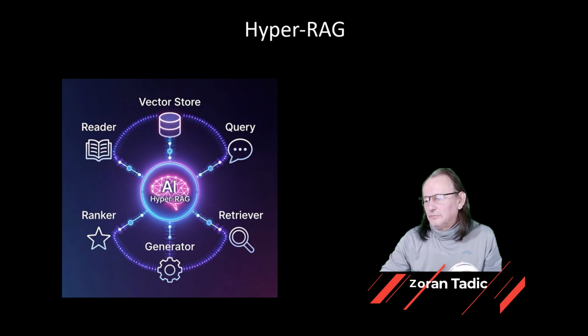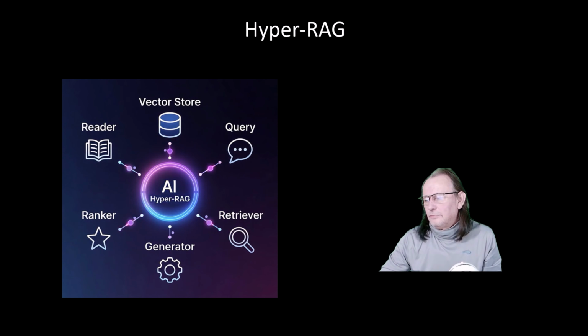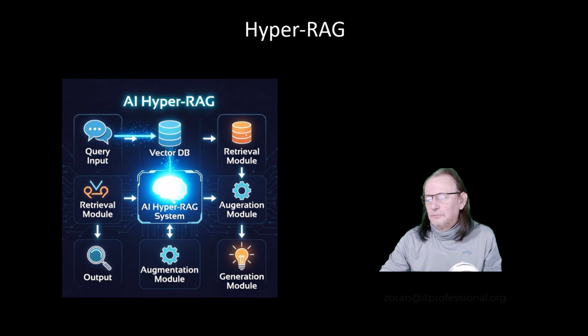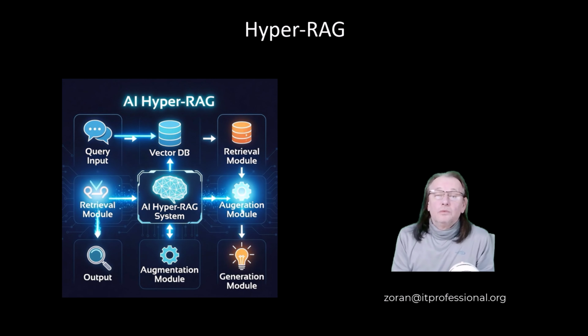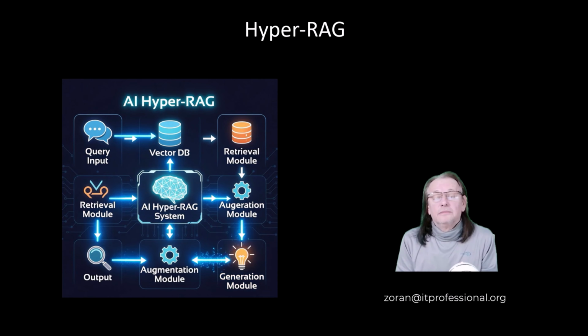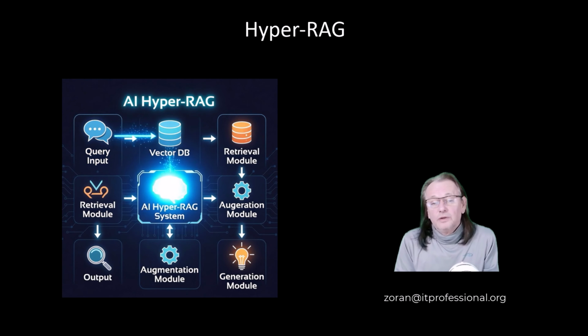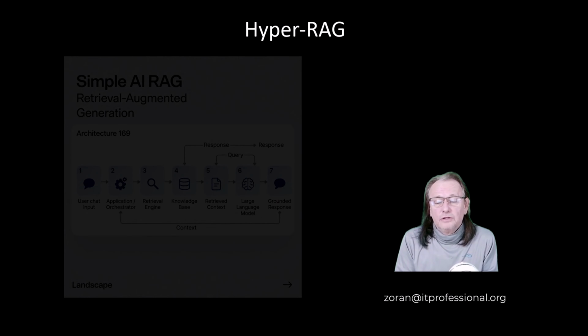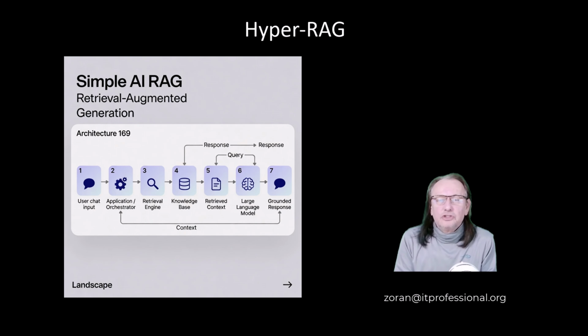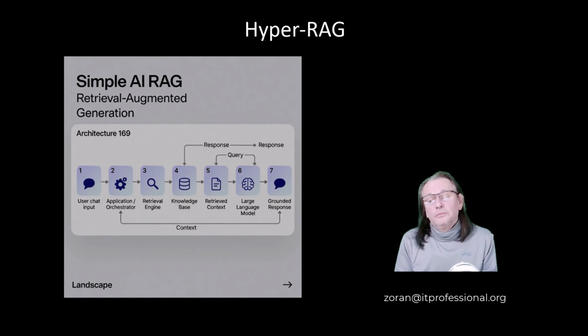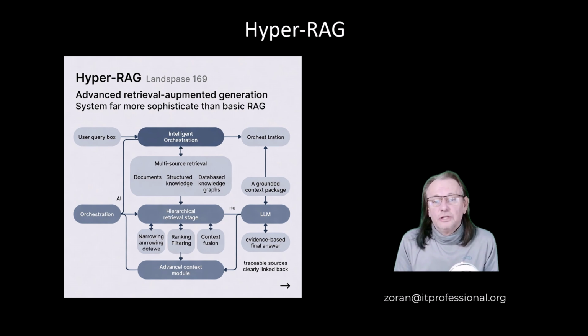So let me start with the simplest question. What is RAG? Simply put, RAG, or Retrieval Augmented Generation, means that an AI model does not answer only from its general knowledge. Before it responds, it first receives the relevant information from external data sources, and then it generates the answer. So, what is hierarchical?